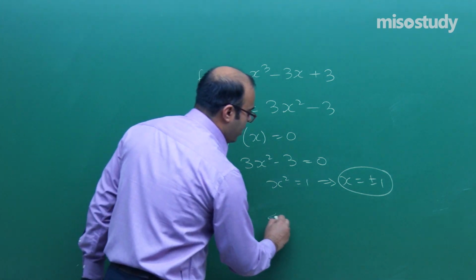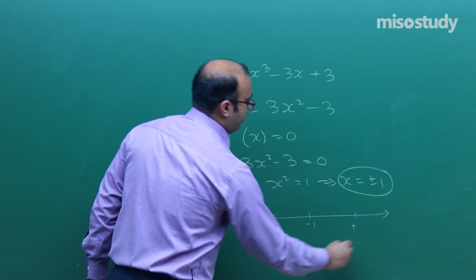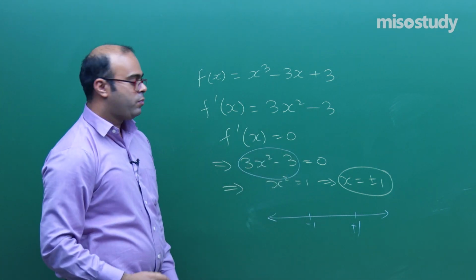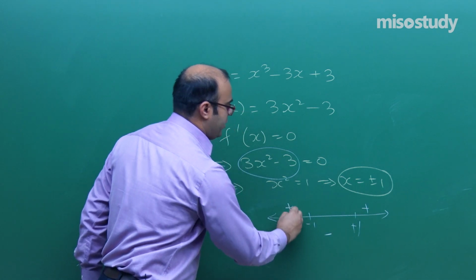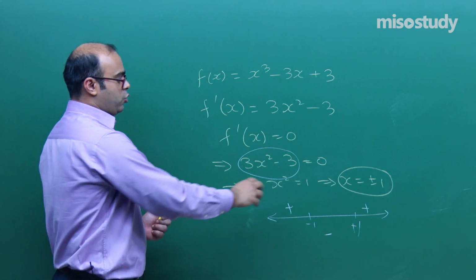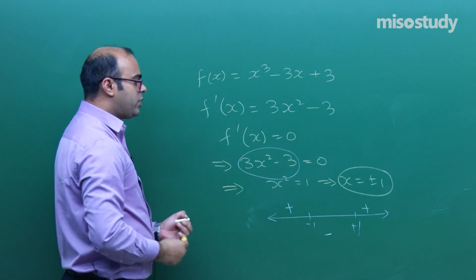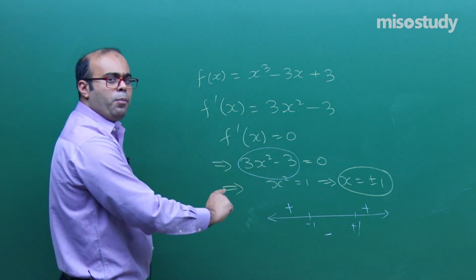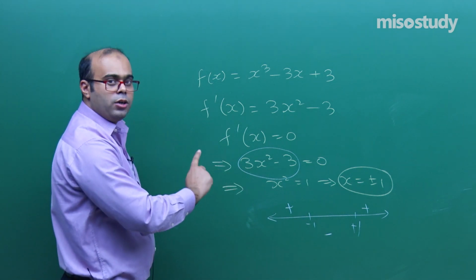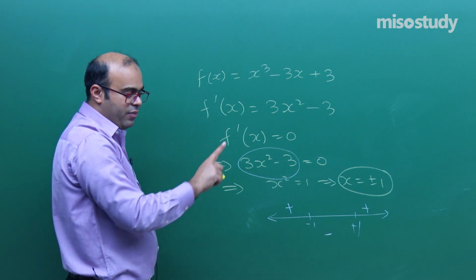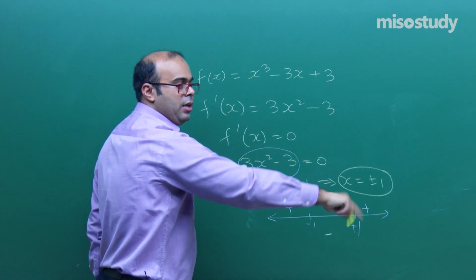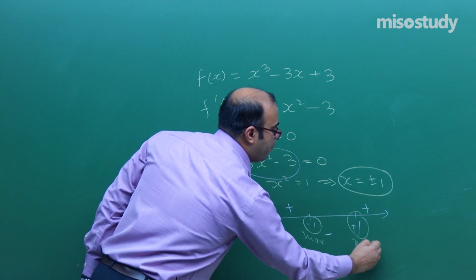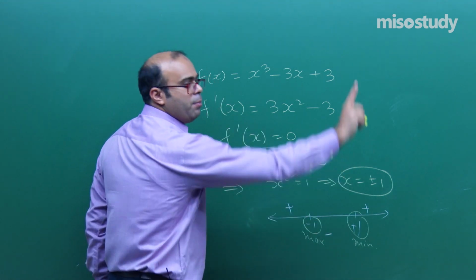Let us draw the sign scheme here only. This is minus 1, this is plus 1. And if we see f dash x, 3x square minus 3, here this is positive, here this is negative, here this is positive. The sign scheme of the derivative has two roots, so we do plus, minus, plus. So we say that here the sign of the derivative changes from positive to negative. That means acute angle to obtuse angle. So if the derivative is having acute angle, then it became obtuse angle, that means it is a point of maxima. Similarly, this is a point of minima because here it is negative, then it became positive.